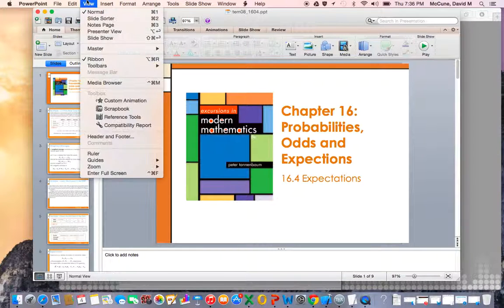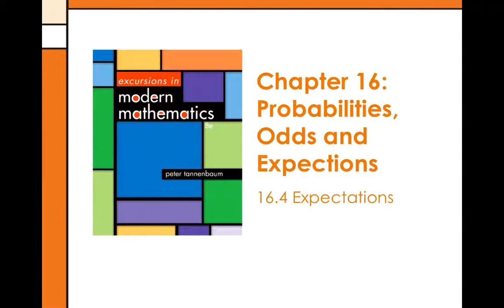Hi, everybody, and welcome to the section on 16.4. This is the section about expected value or expectations. In this section and the next, we're going to build on what we did in section 16.3. In 16.3, we defined what probability was, and we looked at several examples. 16.4 and 16.5 are applications of 16.3.